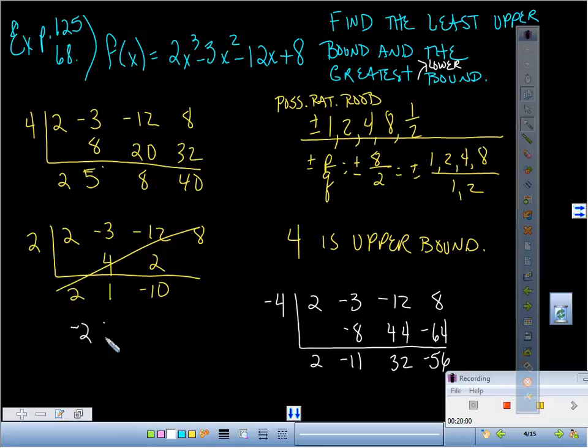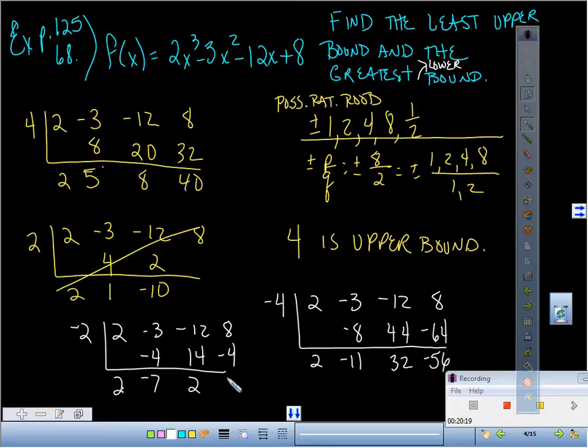So negative 2. Bring down my 2, multiply, negative 4, add, negative 7, multiply, 14, add, 2, multiply, negative 4, and add 4. Is negative 2 a lower bound? No. Why? It doesn't alternate. It goes plus, minus, plus, and you didn't make it. Okay? So what is my lower bound? Negative 4 is the lower bound.